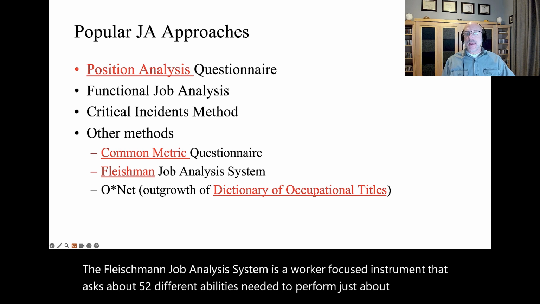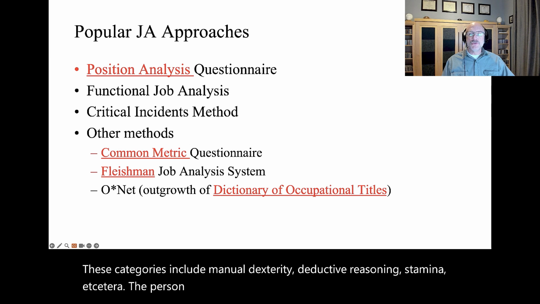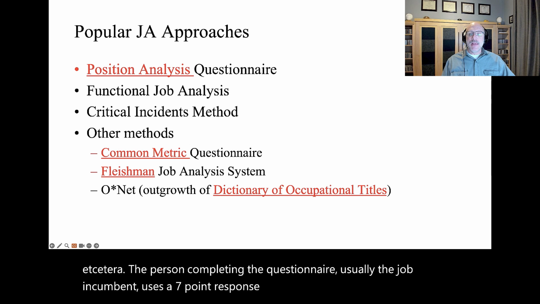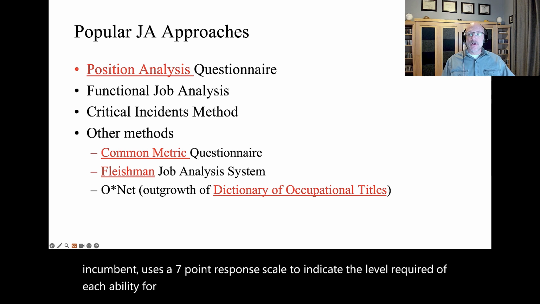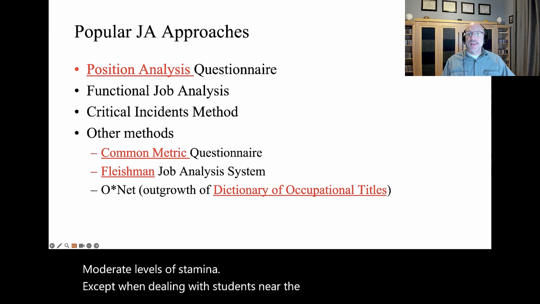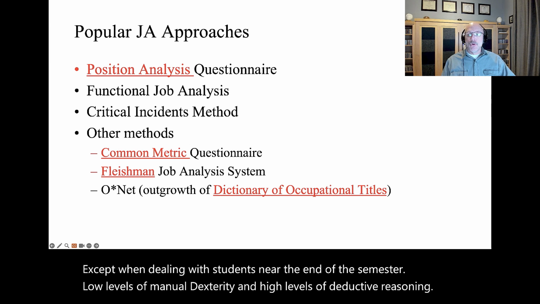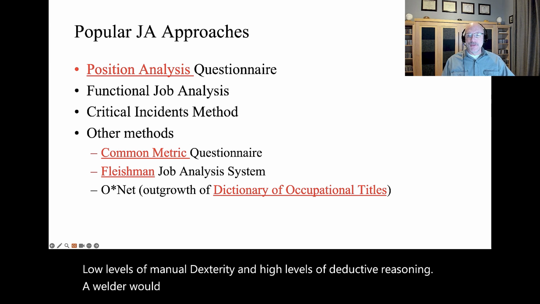These categories include manual dexterity, deductive reasoning, stamina, etc. The person completing the questionnaire, usually the job incumbent, uses a 7-point response scale to indicate the level required of each ability. For example, the job of a college professor would require moderate levels of stamina, except when dealing with students near the end of the semester, low levels of manual dexterity, and high levels of deductive reasoning. A welder would require different levels of these abilities.